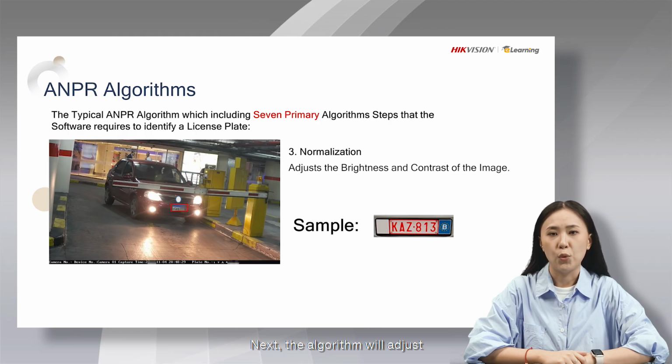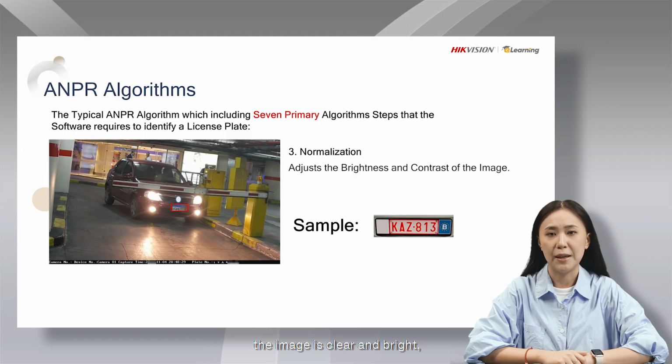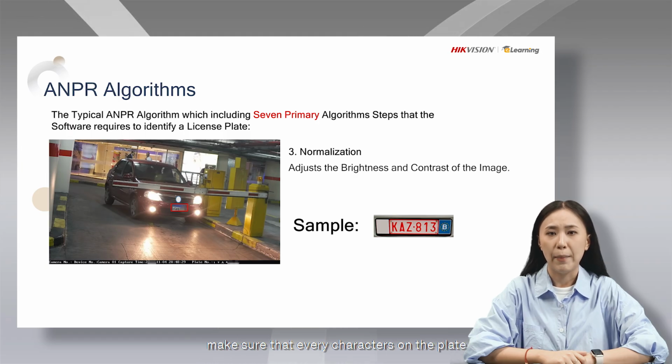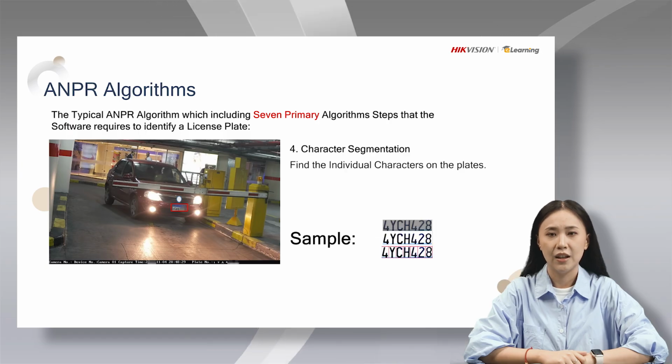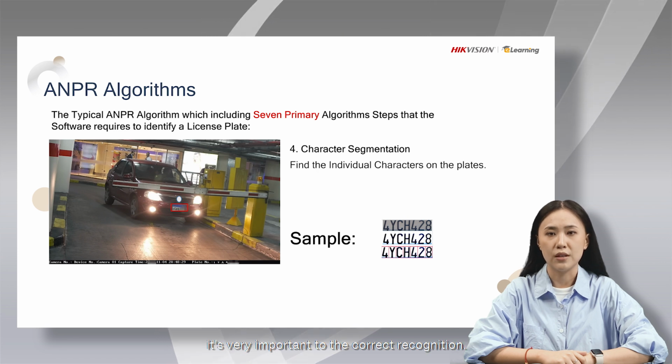Next, the algorithm will adjust the brightness and contrast of the image, such as the following example. The image is clear and bright. Make sure that every character on the plate can be seen clearly. The fourth step is character segmentation, which means the algorithm will find the individual characters on the plates. It's very important to the correct recognition.